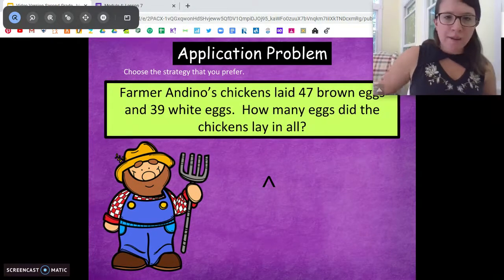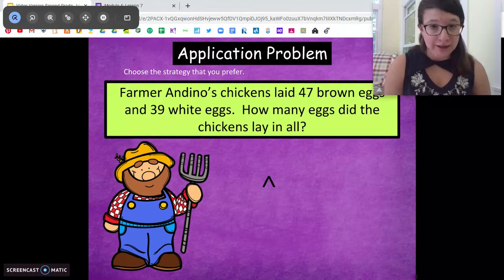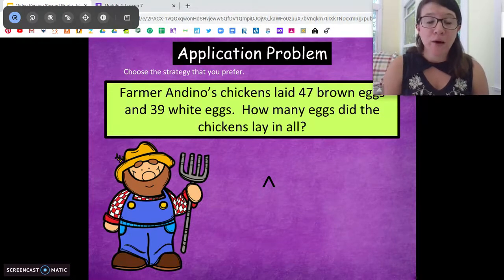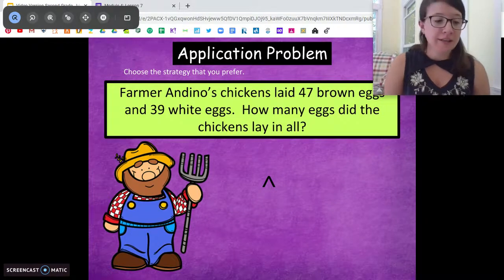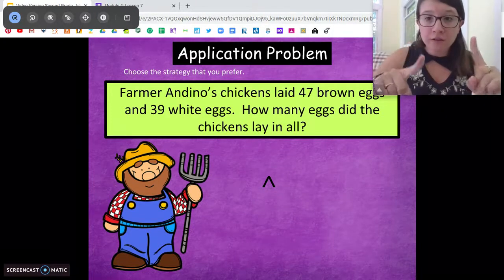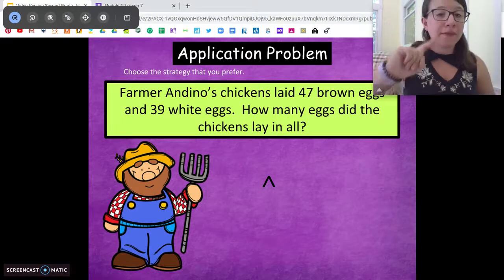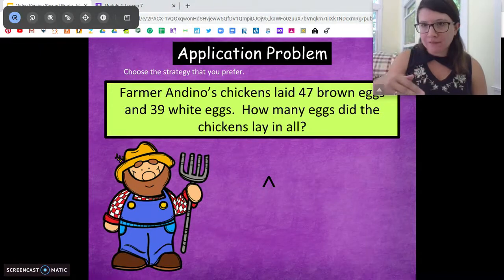Let's work through our application problem. It says, Farmer Andino's chickens laid 47 brown eggs and 39 white eggs. How many eggs did the chickens lay in all? Pause, don't solve. Talk to someone at home about what this question is asking you and how you can solve it. Don't solve it yet. Go.